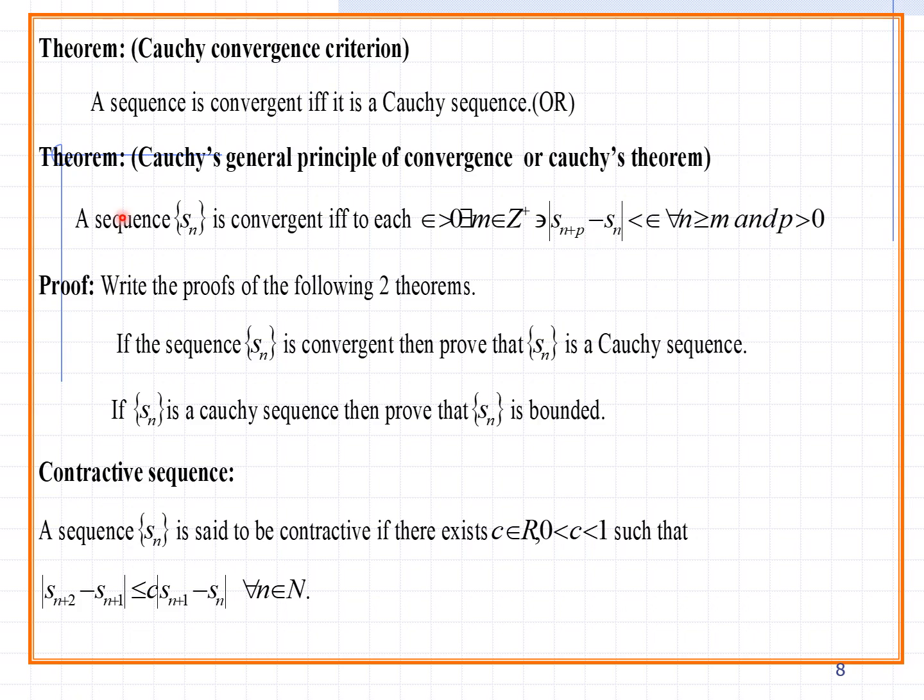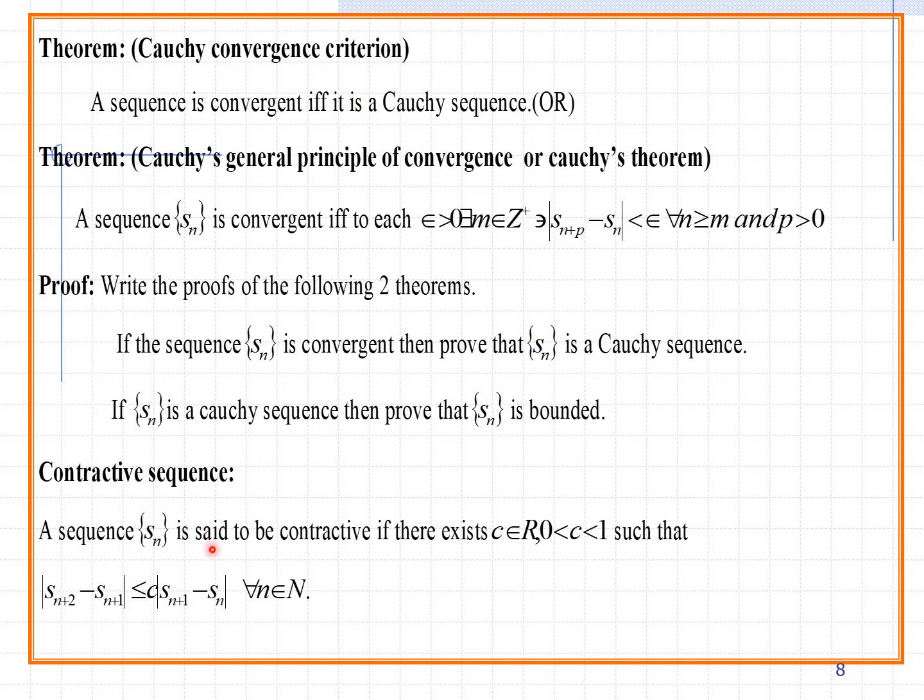The both are the same. So write the proofs of the before two theorems, proofs and continuation. Already we have proved that a convergent sequence is a Cauchy sequence, and a Cauchy sequence is convergent. The similar theorems we can prove here. So next one is contractive sequence.